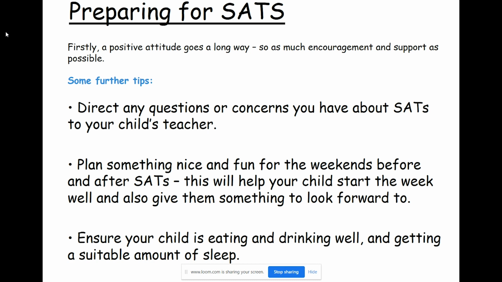Don't forget to not overwhelm your child with revision. Plan something nice and fun for the weekends before and after SATs so they have something to aim for. You know, we're going to have to work hard for these next 3 weeks, but we can look forward to these things afterwards as a motivating factor. And ensure your child is eating and drinking well and getting a suitable amount of sleep. You will be surprised at how that affects their performance, lack of sleep or poor diet around that time. So make sure that they are just feeling generally well and you're looking after their well-being.